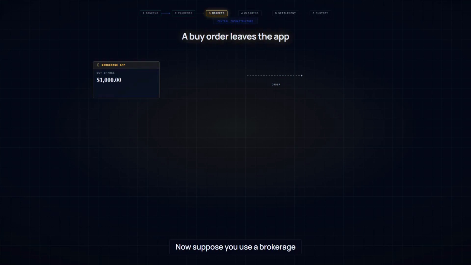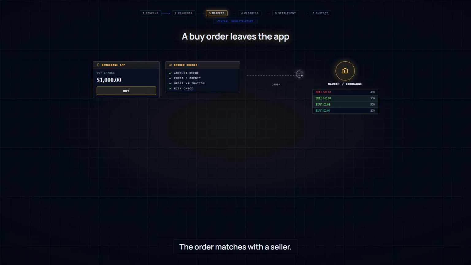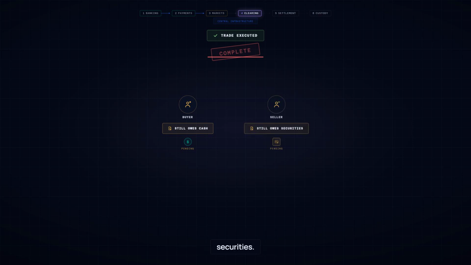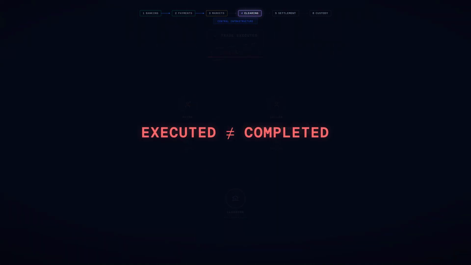Now suppose you use a brokerage app to buy $1,000 of shares. Your broker sends the order to a market. The order matches with a seller. A trade has now been executed. But execution does not mean the transaction is complete. The buyer still owes cash. The seller still owes securities. This is where clearing begins.